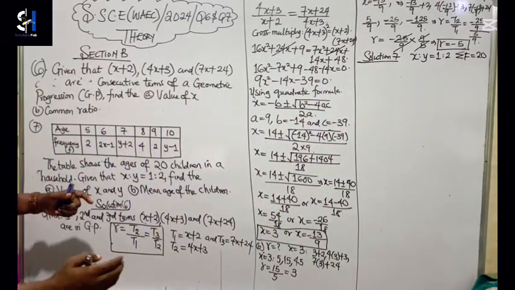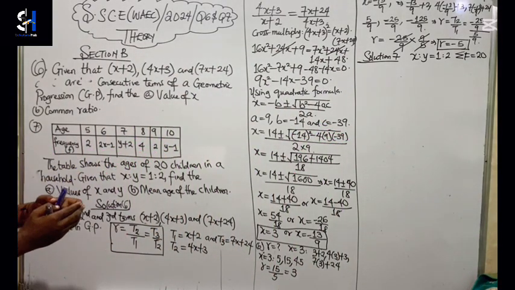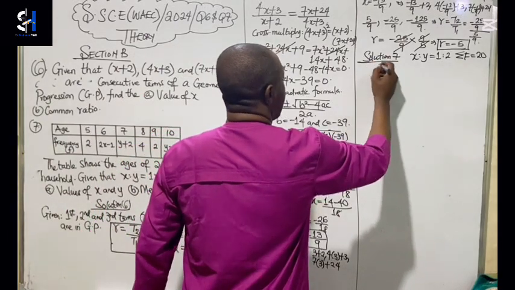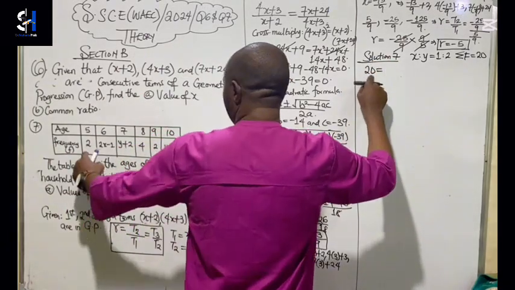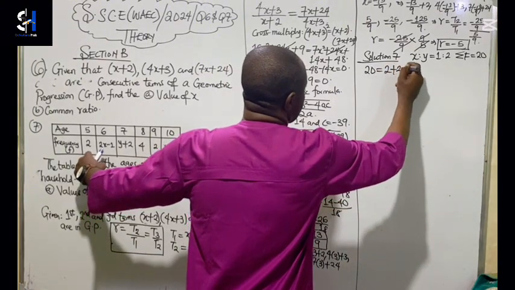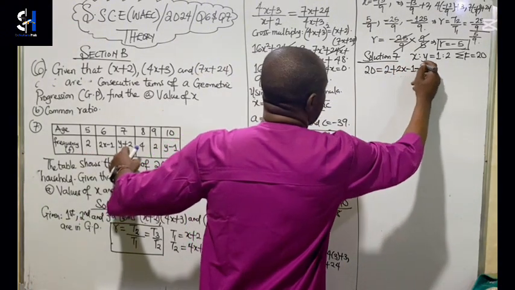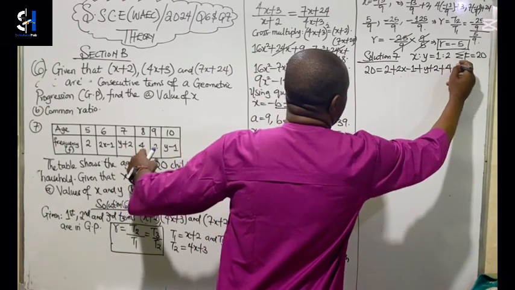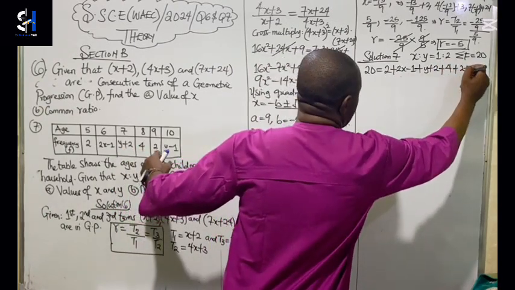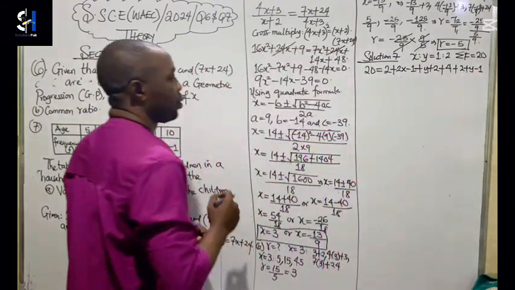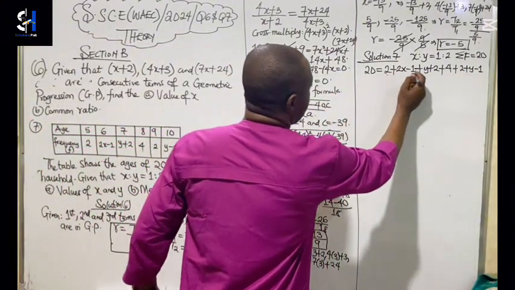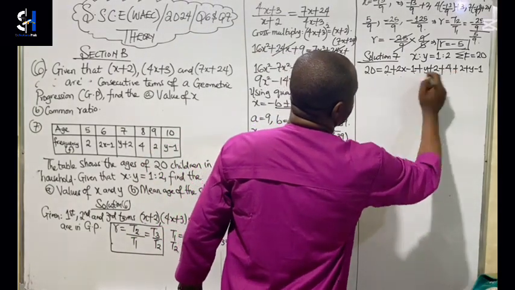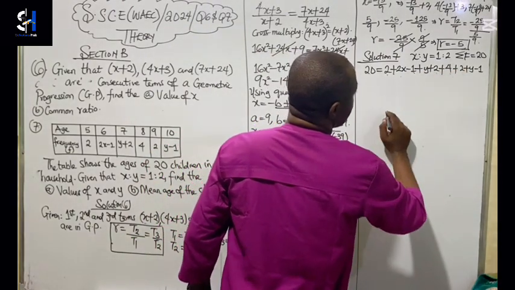So the total frequency is the sum of all the frequencies. We write summation f, and that'll be 20 equals 2 plus 2x minus 1, then plus y plus 2 plus 4 plus 2, then plus y minus 1. All right, so 2 minus 1, that will be 1. 1 plus 2, that's 3. 3 plus 4, that will be 7. 7 plus 2, that will be 9.